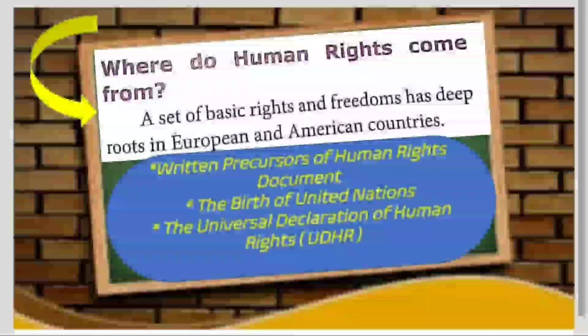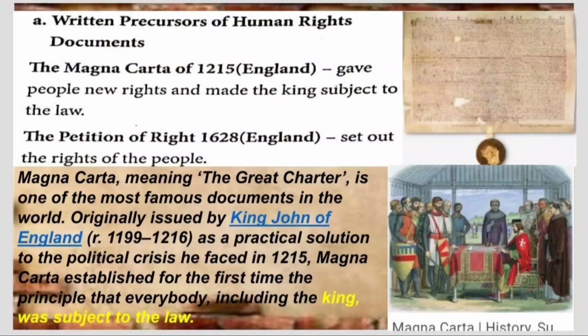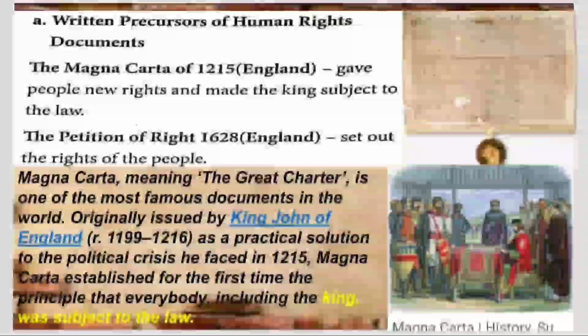Where do human rights come from? A set of basic rights and freedoms has deep roots in European and American countries. That is, the written precursor means forerunner, munnodi, of human rights documents of various countries. Then second, the birth of United Nations. And the third, the Universal Declaration of Human Rights, UDHR. First one, the written precursors of human rights documents.